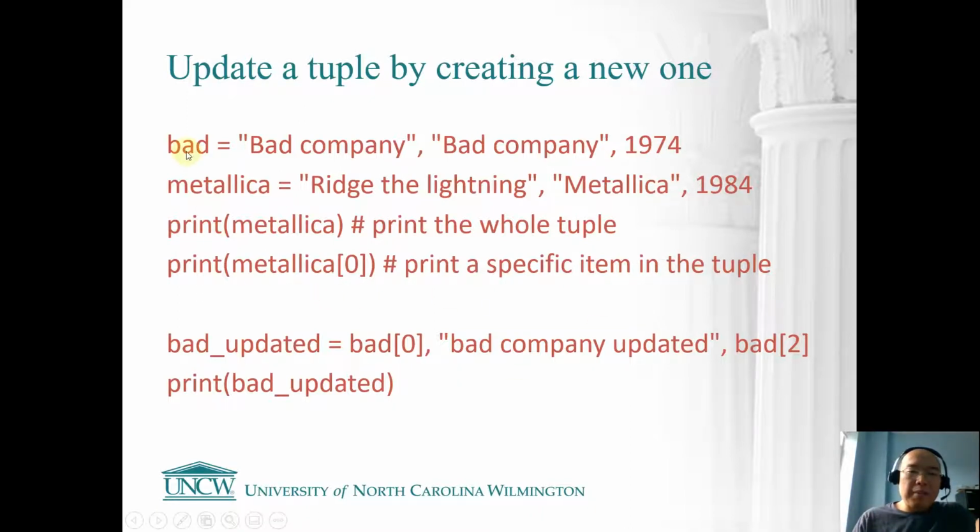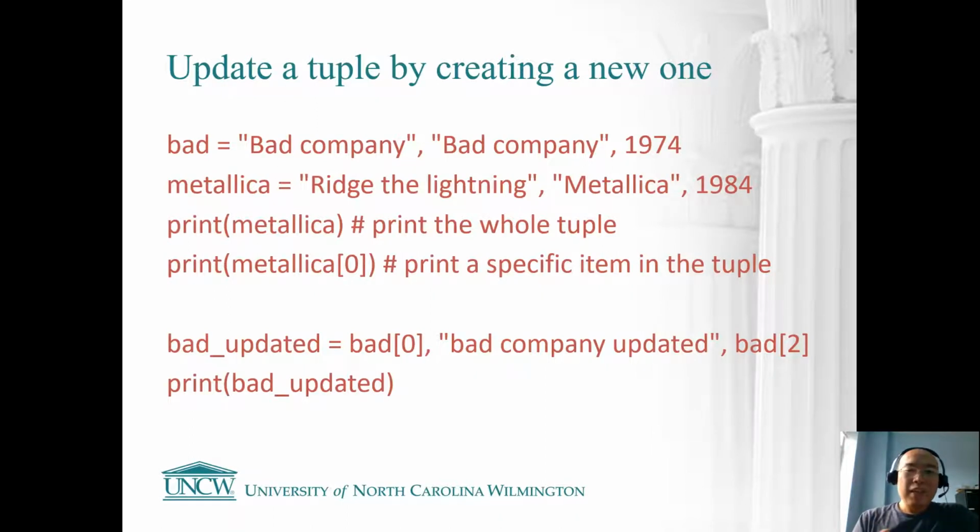So for example, I have two tuples: Bad Company, 1974, and Ride the Lightning by Metallica, 1984. Those are pretty old things, and probably you don't know what they are. They are albums from the last century, and they were kind of popular in the 70s and 80s. But probably you guys don't know that, because at that time people were still using cassettes to enjoy music, and you don't see them now.